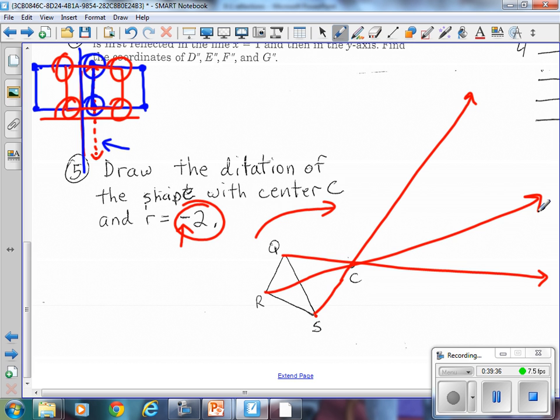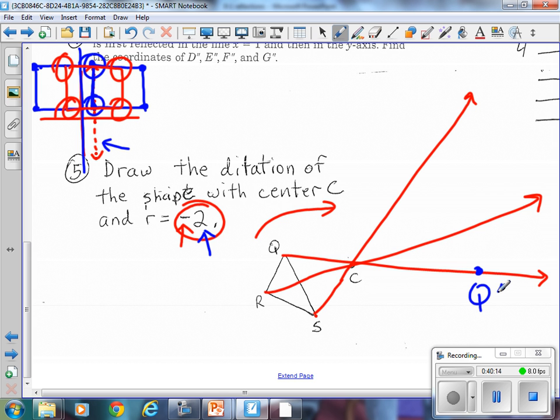And what we want to do is find the distance from Q to C, and then we want our scale factor, which is 2, we want twice that. So we measure on the other side twice that space. Trying to get something to sort of measure with. Maybe somewhere about in there. That's Q prime.